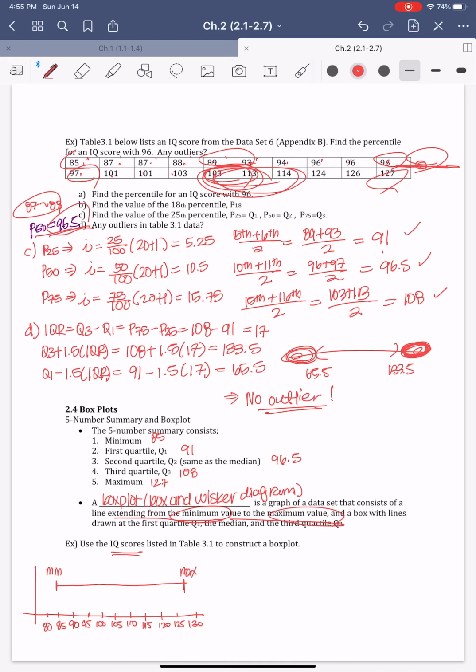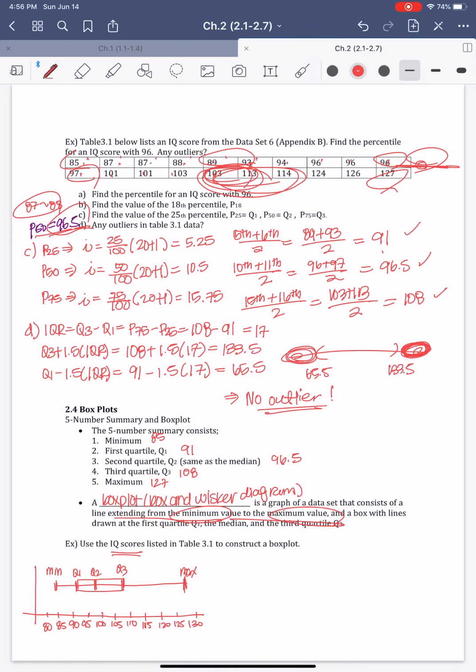And then a box with the lines drawn at Q1, Q2, and Q3. So let's also locate Q1, which is 91. Q2, which is 96.5. And then Q3, 108. And then make a box. That's it. Now, you're not going to see these labels min, Q1, Q2, Q3, max. If you're looking at a box plot, they expect you to know the first one represents the minimum, and then the Q1 value, Q2, Q3, and the max value.